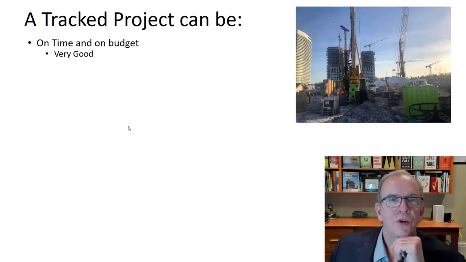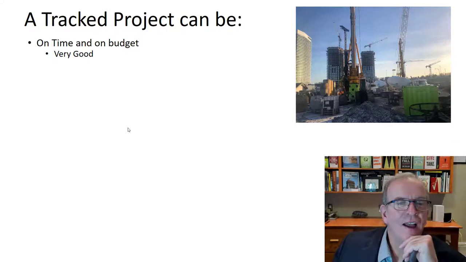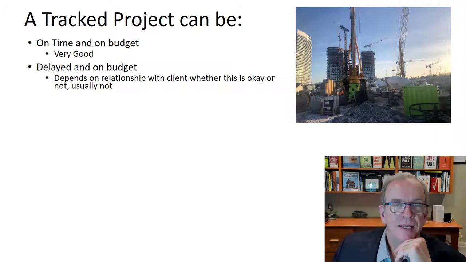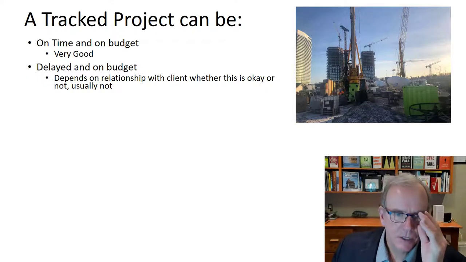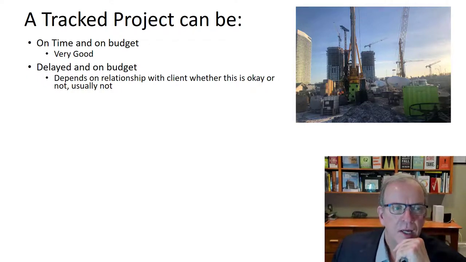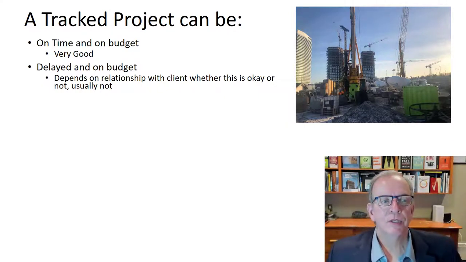So when we think about tracking a project, it can be on time and on budget. Very good. It can be delayed and on budget. It could take extra time, but maybe there's a bunch of factors on this project and you were still able to keep it on budget. It depends also on the relationship that you have with the client, whether this is okay or not.